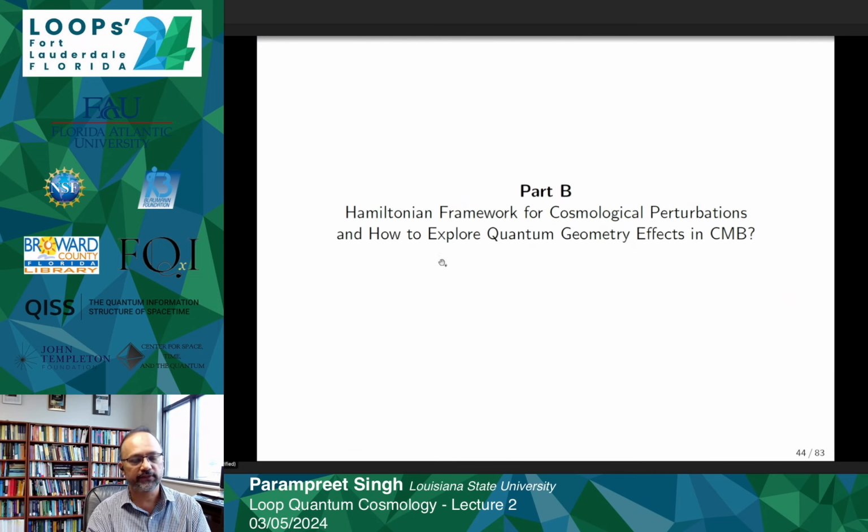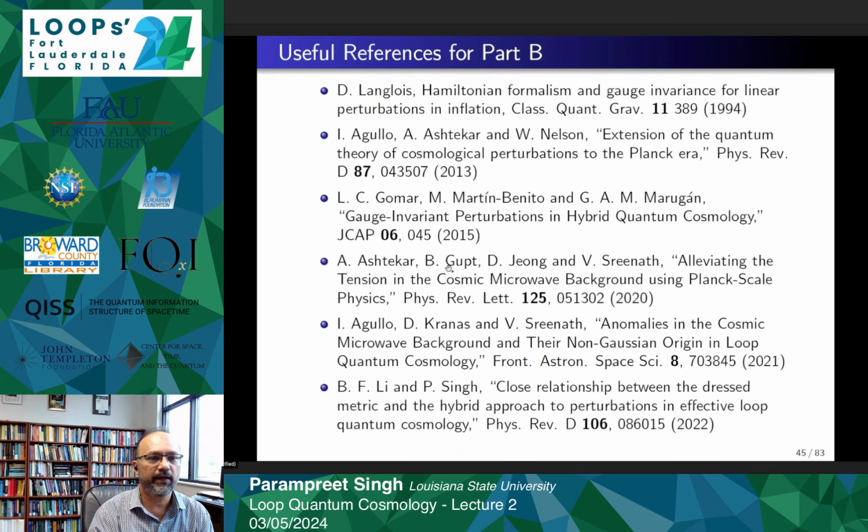And why I'm focusing on this in slightly denser ways is because I also learned it with a lot of effort along with my postdoc in the last few years. And I thought maybe if I can communicate the main steps, that will be very useful for everyone. The useful references for this part B are, I think, the first paper by David Langlois in 1994. This forms the backbone of one of the main approaches by Agullo, Ashtekar, and Nelson, which was one of the first approaches, called the dressed metric approach. Also a very closely related approach by the Madrid group, which is called the hybrid approach.